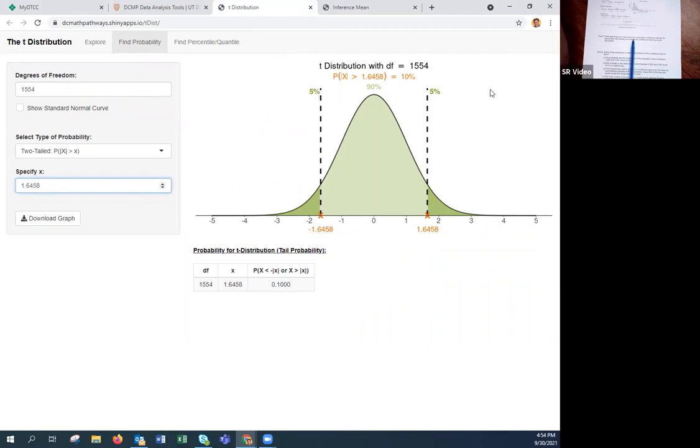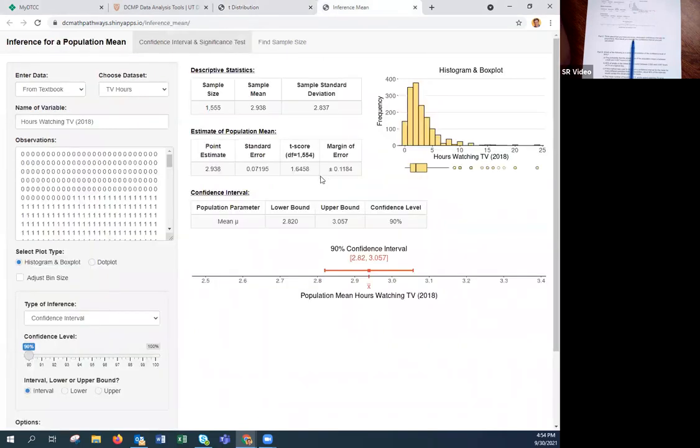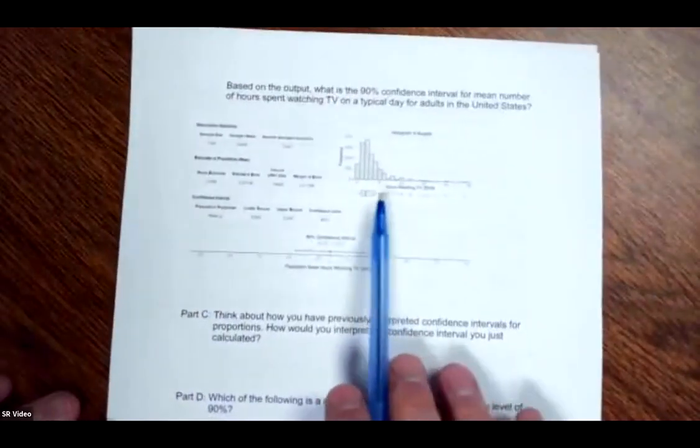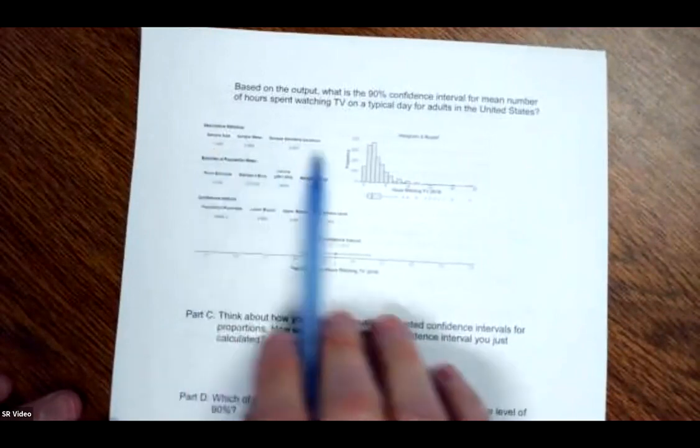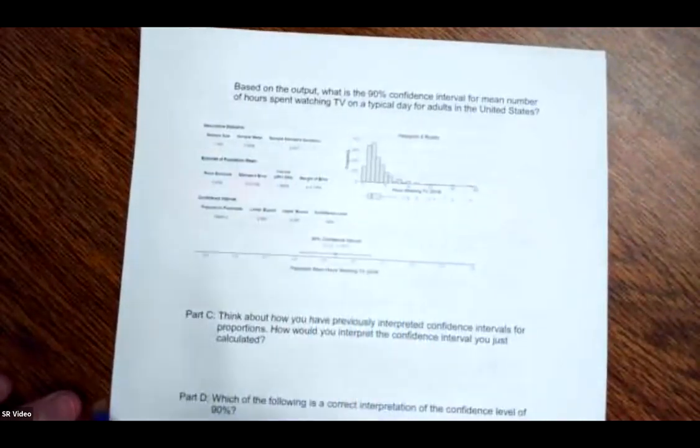So 10% of the time we're using a technique that doesn't work. We're only capturing 90% of the distribution, and that's the t-score that corresponds to that. So this is what's in your lesson plan right now, the 90% confidence interval, where the lower bound is 2.82 hours and the upper limit is 3.075 hours. So let me go back again. They already had this in your lesson. So the 90% is all of this information that I just showed you on the screen.